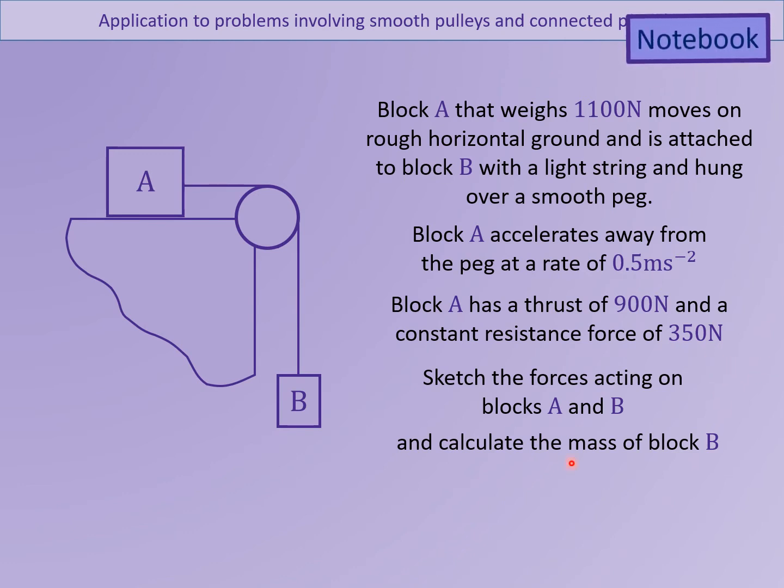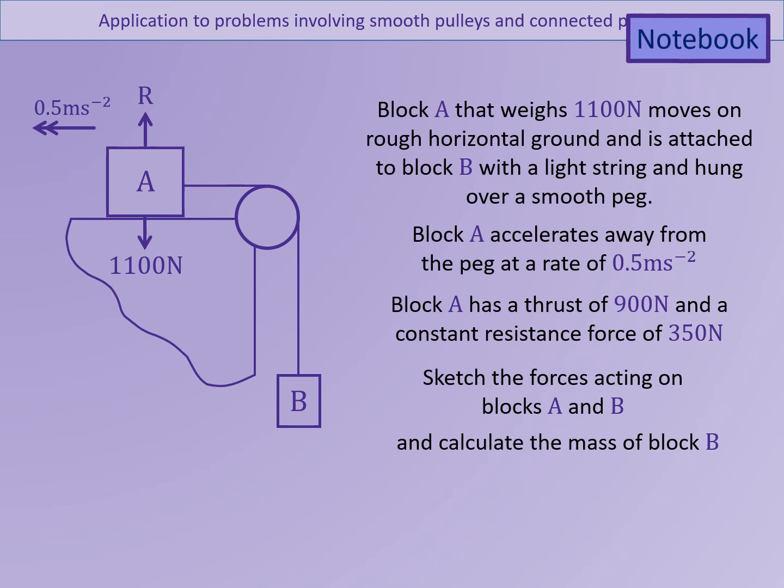We're first of all going to sketch the forces acting on each of the blocks, and we're going to then use this to help us calculate the mass of block B. So block A has a weight force. Note that we were already told the weight force in the question. It's 1,100 newtons. For this reason, we didn't need to use mg because we already knew what W was. A also has a normal reaction because it is on a surface. We just call that R.